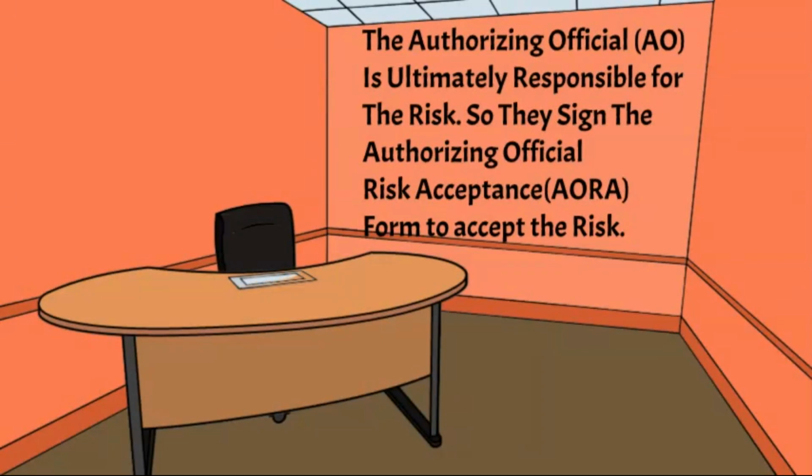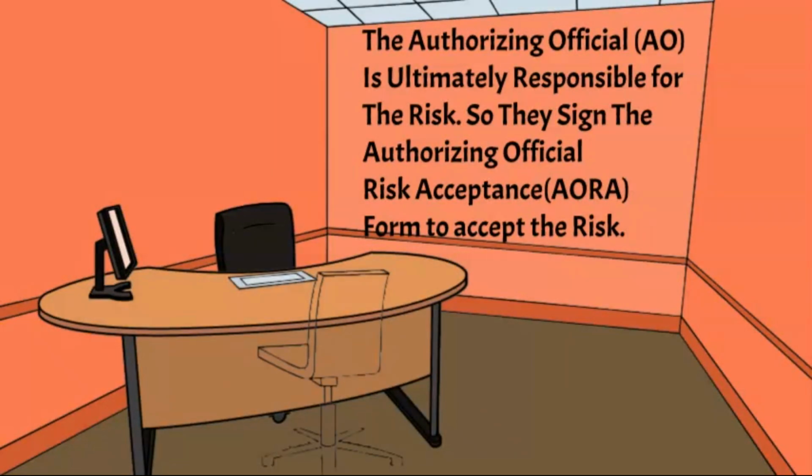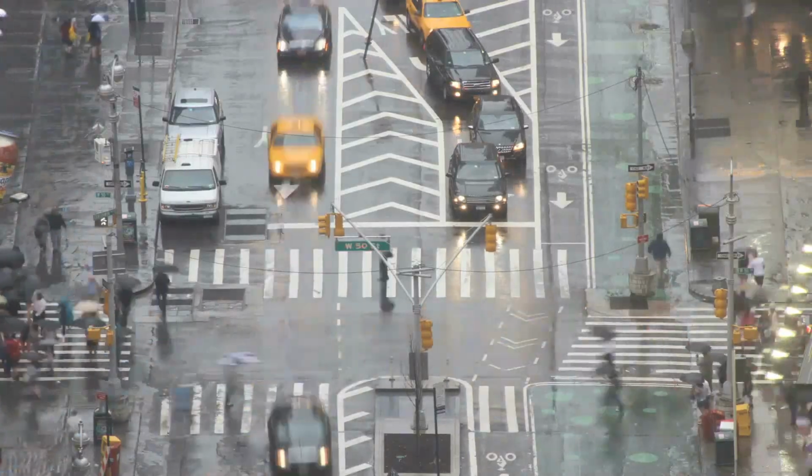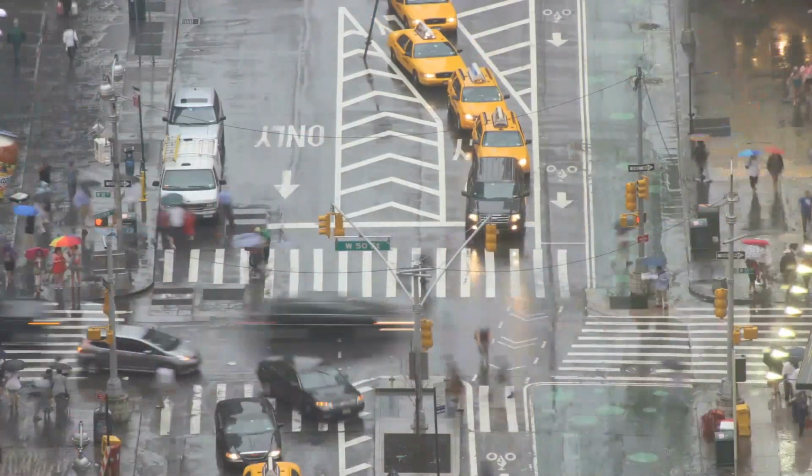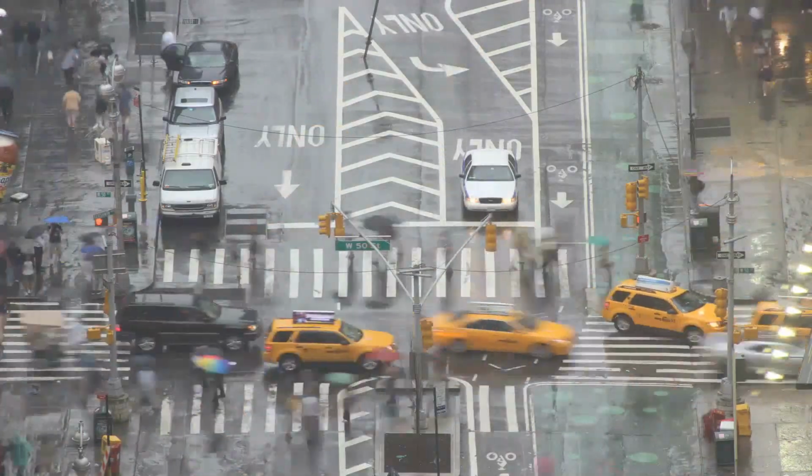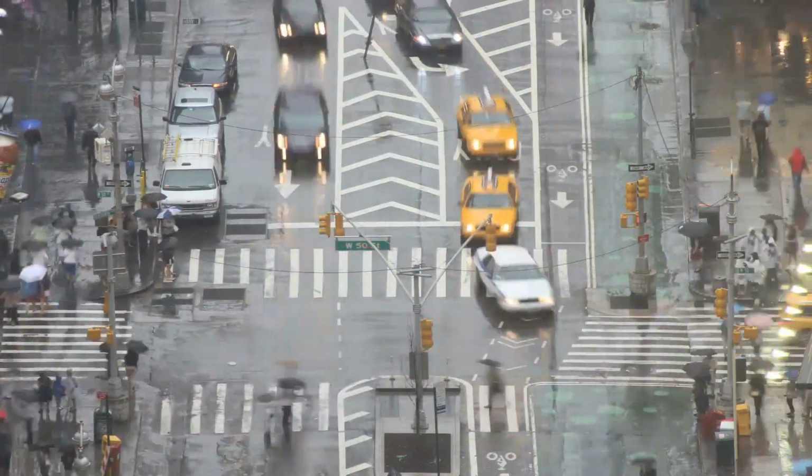The form used to formally have the AO accept the risk is called an AORA form. It stands for the Authorized Official Risk Acceptance Form. Once this form is completed and signed by the AO, it is uploaded to EMAS and linked to the security controls or assessment procedures it is accepting the risk for.